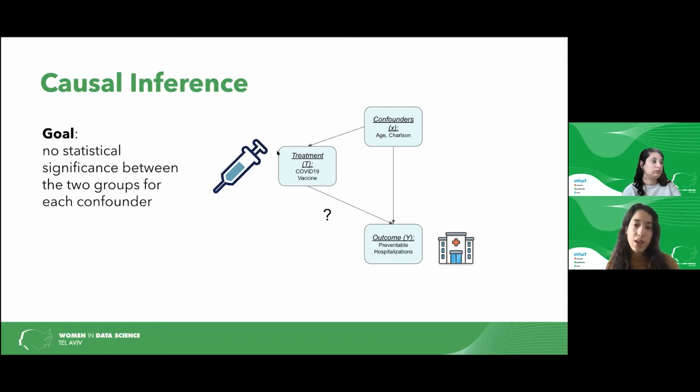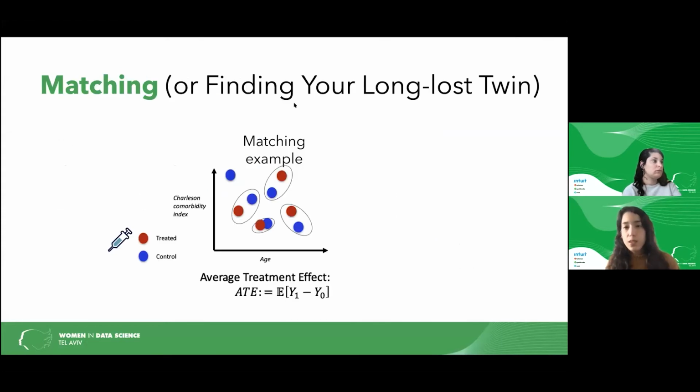And we want to ask, does the treatment really affect the outcome like we want to? And our goal, if I go back now formally, is to have no statistical significance between the treatment group and the control group. So what's the easiest solution? Do nearest neighbor matching. So let's say we had these two features, age and Charlson comorbidity index. We can use, for example, Euclidean distance and find the nearest neighbor for each patient in the treatment group. And then compare the average treatment effect of the red dots versus the blue dots.